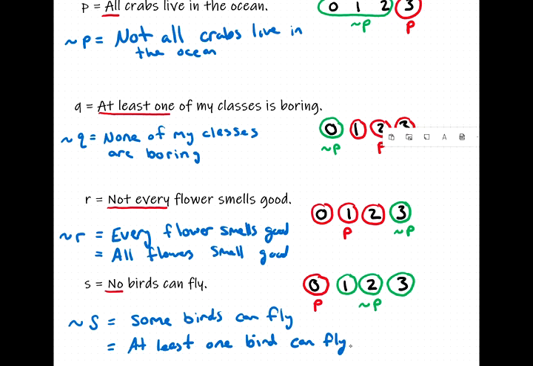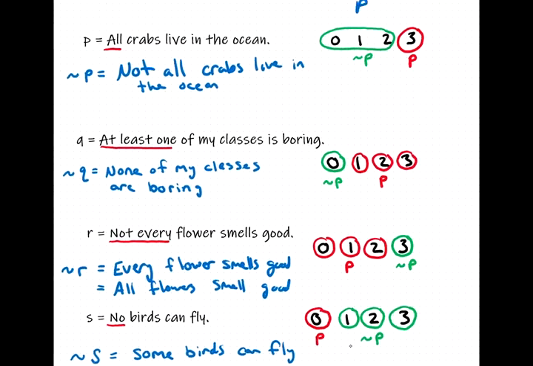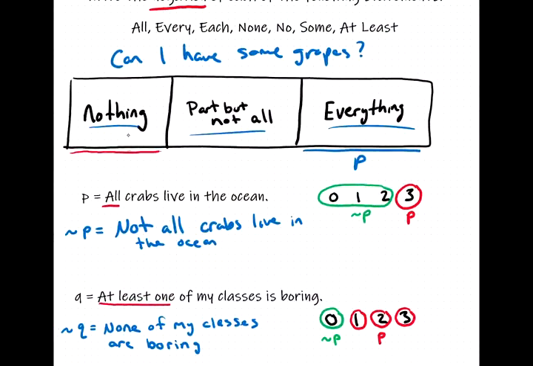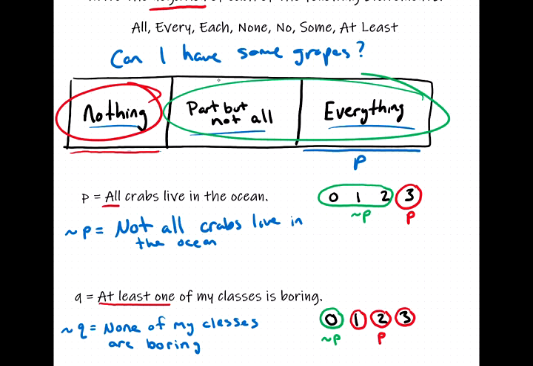All right, so that does it. Those were the 4 problems that I wanted to do. Let me just scroll back up to the top. This idea of nothing, everything, and then the middle, the part but not all. It's important that if your statement covers that, your negation has to cover that. Okay. I think that's a pretty good way of thinking about these problems.